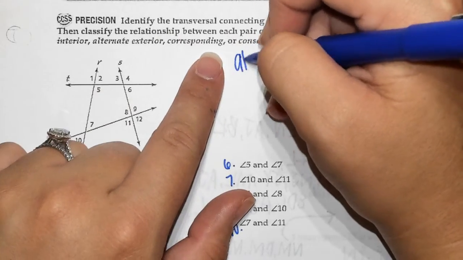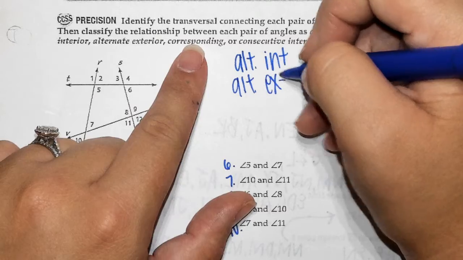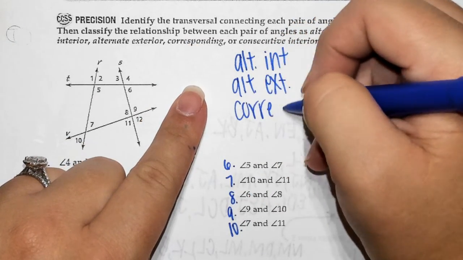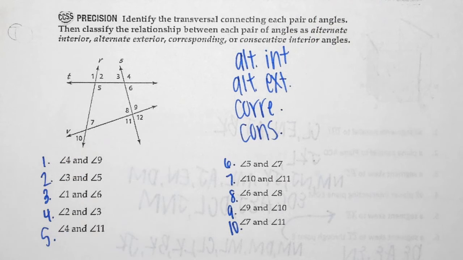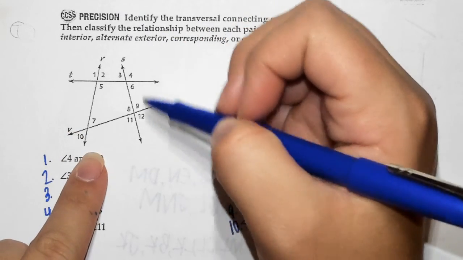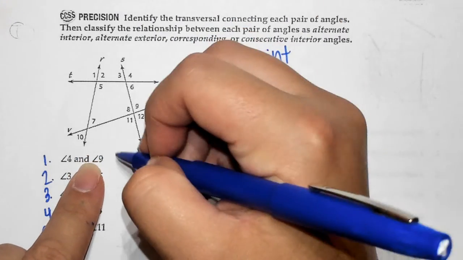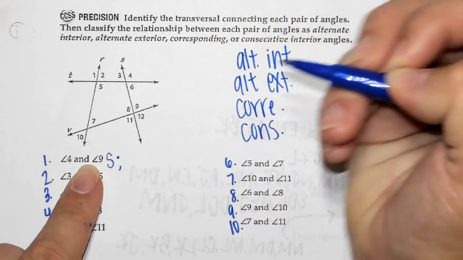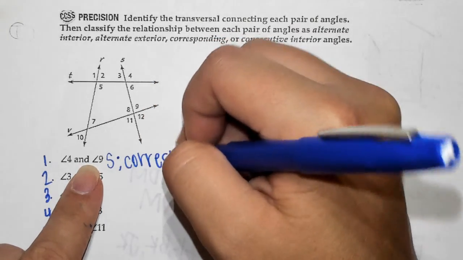Your shortcuts can be Alt-Int, Alt-Ext, Corr, or Consecutive. I want you to try to identify the transversal. So look at 4 and 9. What transversal are those two on? S. And then what are they? Corresponding? Yeah.